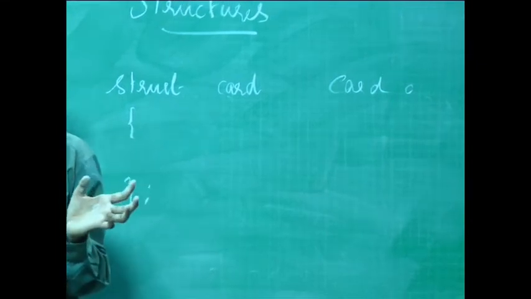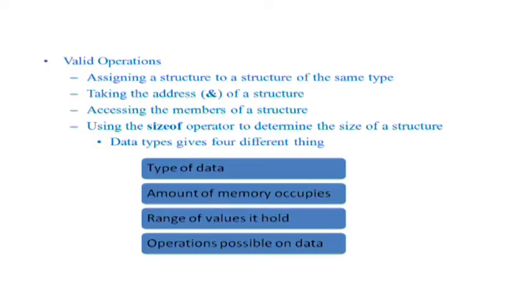Apart from this, what are the valid operations? If you can remember our days on data types, we told you that a data type tells you about 4 different things. Number 1, the type of data. Number 2, the amount of memory it occupies. Number 3, the range of values it can hold. And at last, the operations that are possible on data.